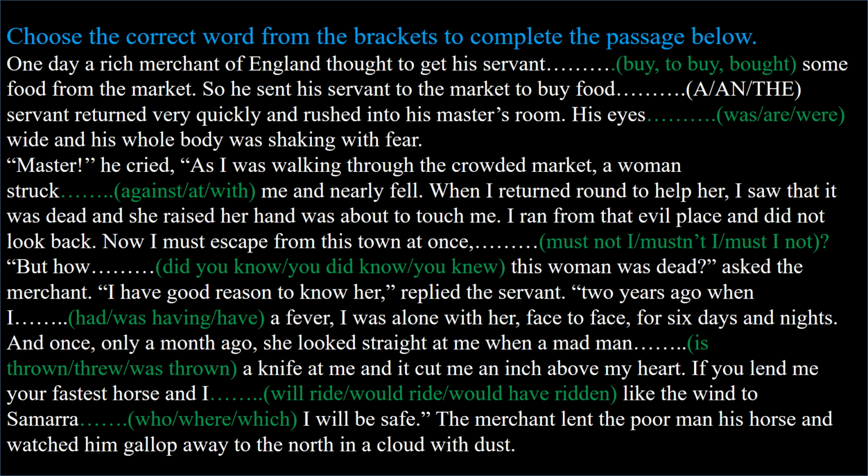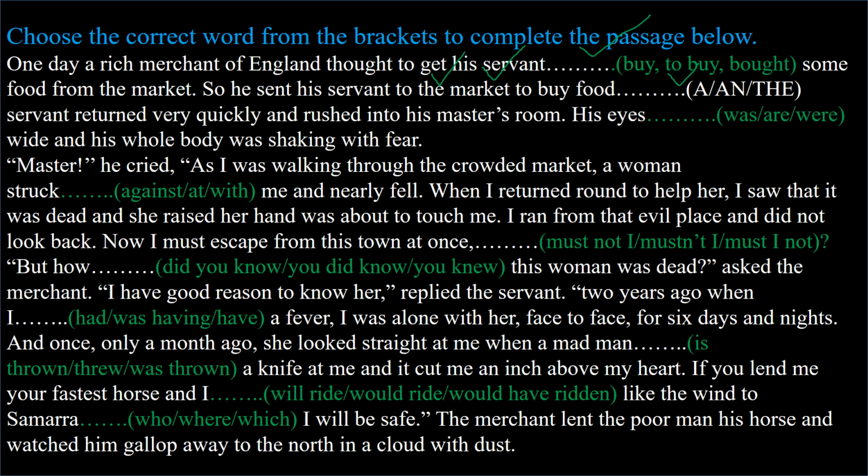You can see here on the screen, choose the correct word from the brackets to complete the passage below. One day a rich merchant of England thought to get his servant. So, get his servant is a causative verb. And after get or got, if there is agent, then we should use to plus verb 1. And here, his servant is an agent. So, after get or got, we should use to plus verb 1.